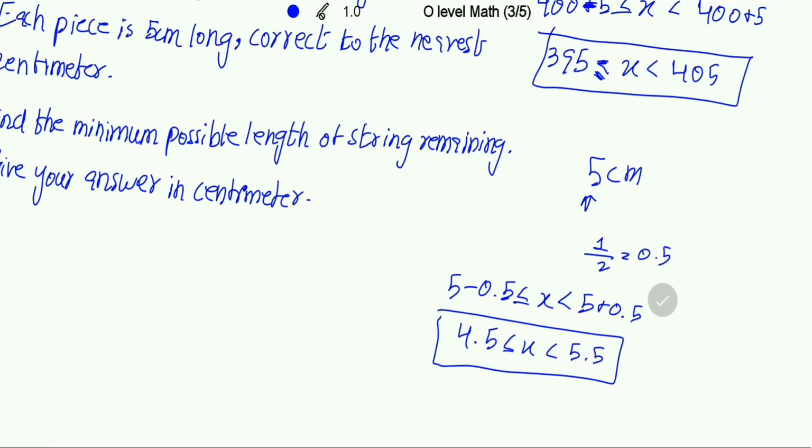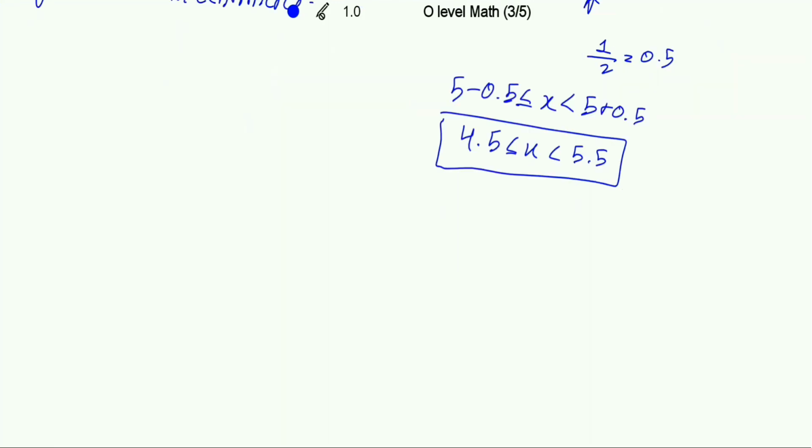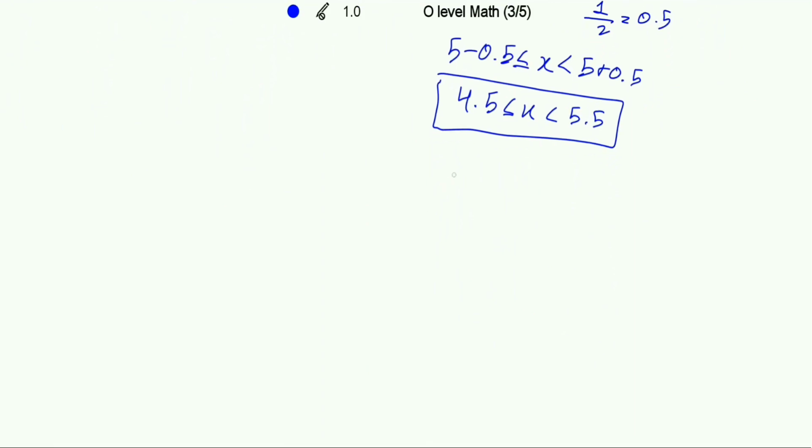Find the minimum possible length of string remaining. Give your answer in centimeters. John cut off 10 pieces of string, and each piece is 5 centimeters. So 10 multiplied by 5 will give 50. Okay, so it's going to be 45, and it's going to be 55.